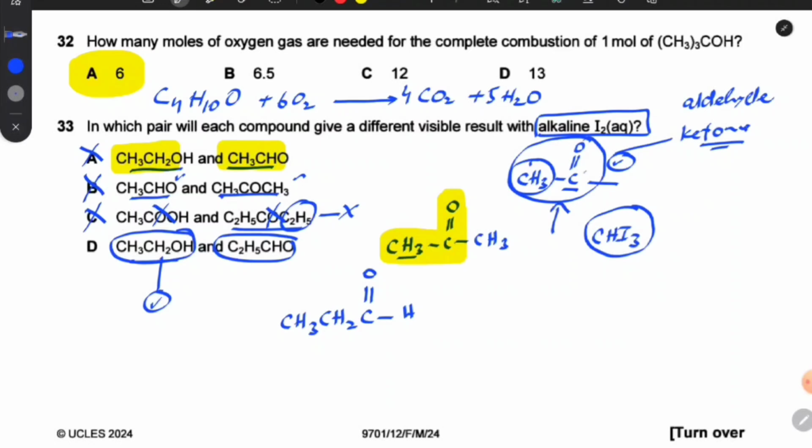It means that it cannot give a positive iodoform test. It cannot make this iodoform. So if there is no iodoform, it means that you will not observe yellow precipitates. So that is why one is giving a positive test, the other one is not giving any test with this alkaline iodine. That is why this option D is our correct option.